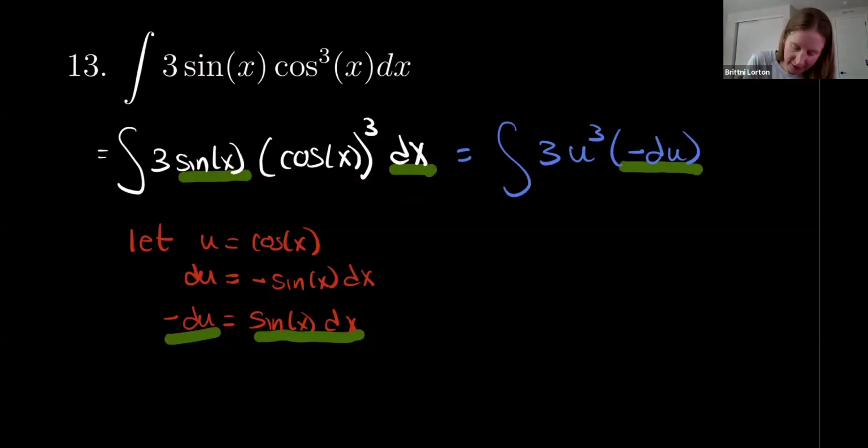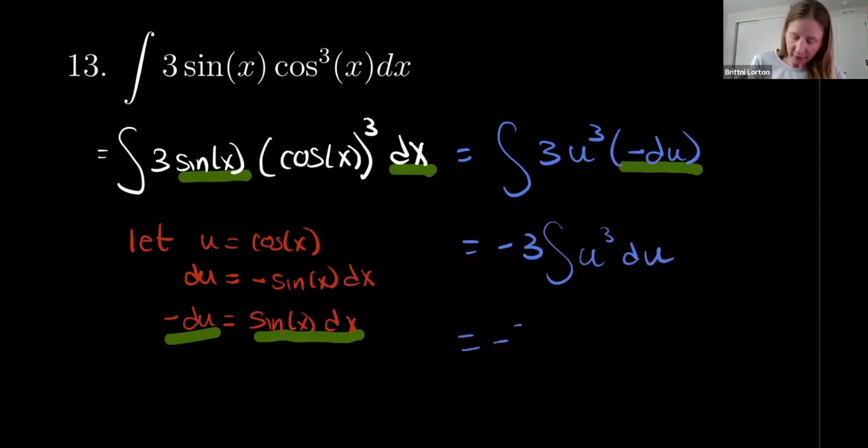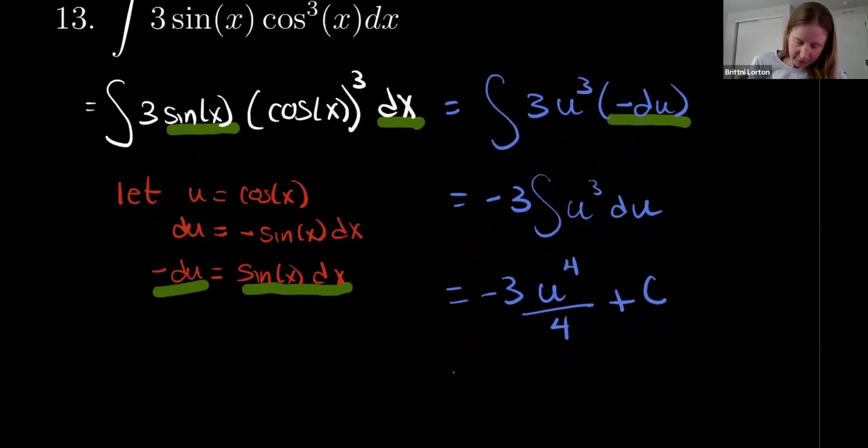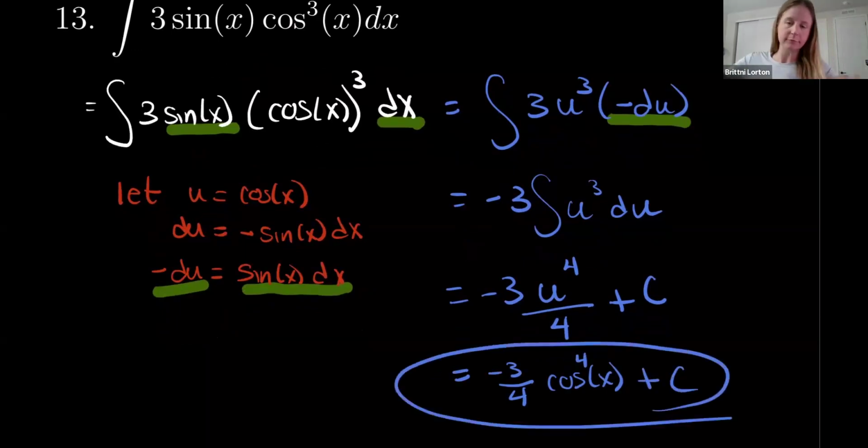And then I'm going to simplify that because that's always tricky. That negative and the 3 are the constant multiples, so they can come outside the integral. And then it's easier to do the antiderivative and then replace it because I had an indefinite integral. So negative 3/4 cosine of x to the power 4 plus c. Ta-da!